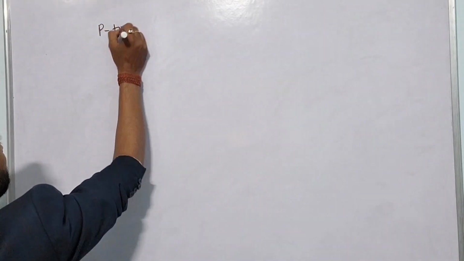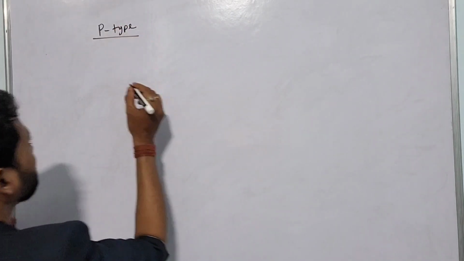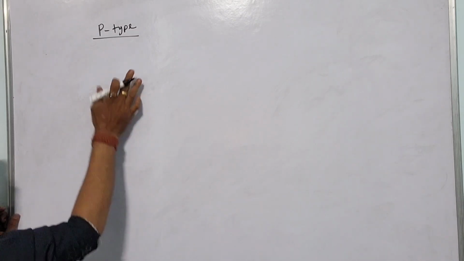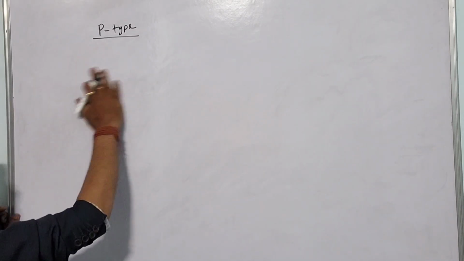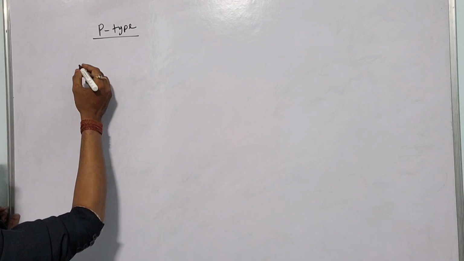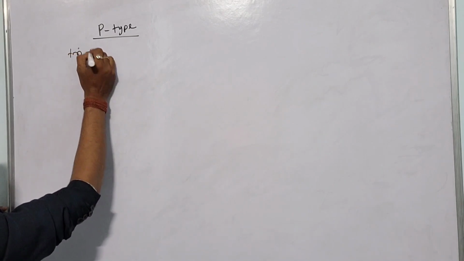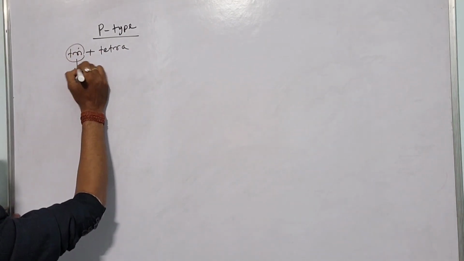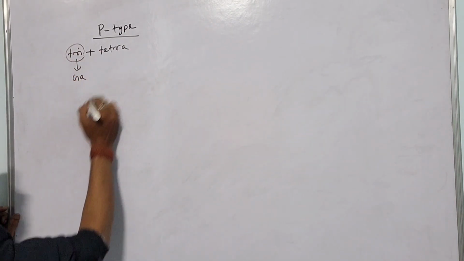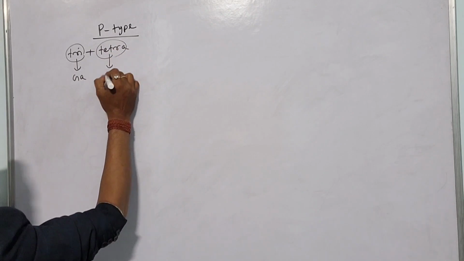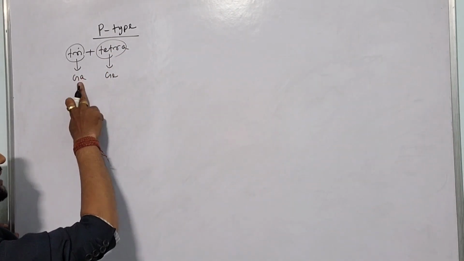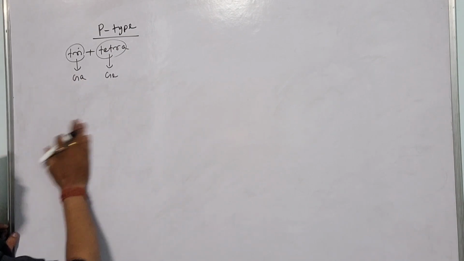So let us talk about p-type semiconductor. In case of p-type semiconductor, your primary atom is germanium, which is a tetravalent atom, and your dopant is a trivalent atom, that is gallium. That means a trivalent atom is doped with a tetravalent atom. What is an example of trivalent? You can take gallium. What is an example of tetravalent? Germanium. So here germanium is the primary atom, gallium is the dopant or impurity.